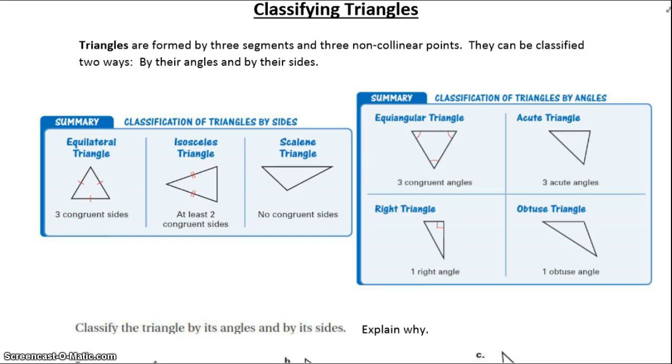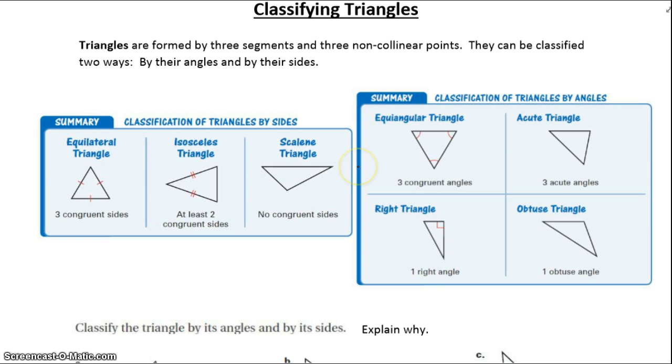First thing, you need to know what a triangle is. It's formed by three segments and three non-collinear points. Think about it. Segment, segment, segment. Three segments. This point and this point are non-collinear. Non-collinear means they don't lie in a straight line, okay?